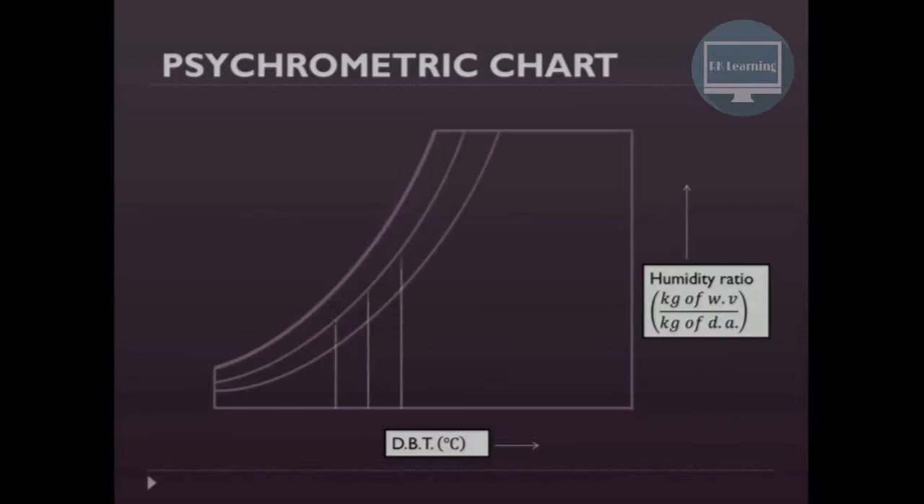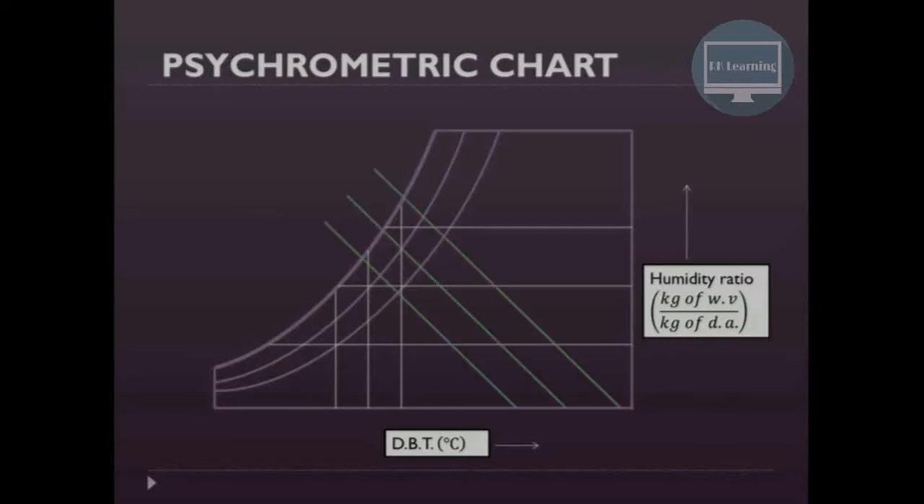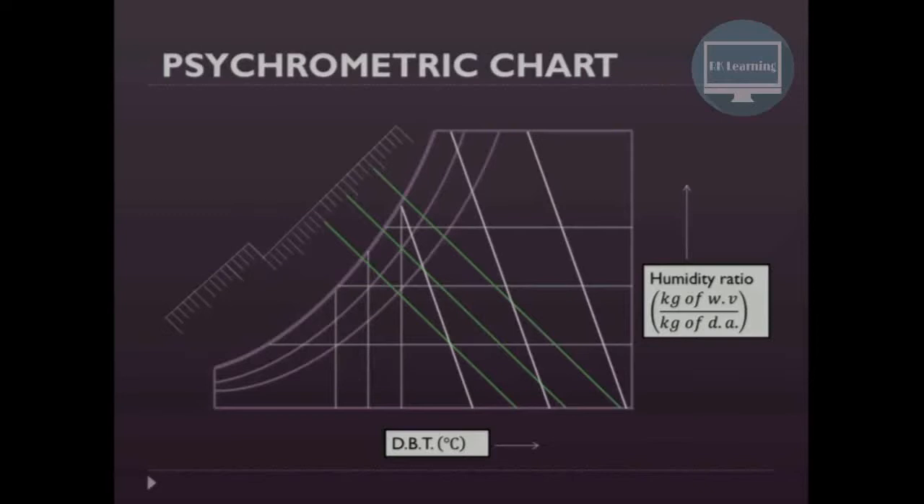These are the relative humidity lines. Vertical lines represent the dry bulb temperature in centigrade, and these horizontal lines will represent the humidity ratio in kg of water vapor or kg of moisture per kg of dry air. These inclined lines indicate the wet bulb temperature of the air. We have the specific enthalpy scale located at this particular point.